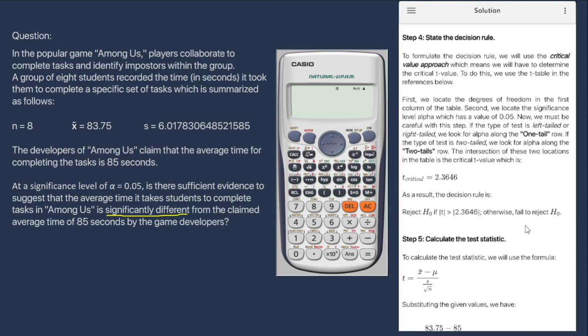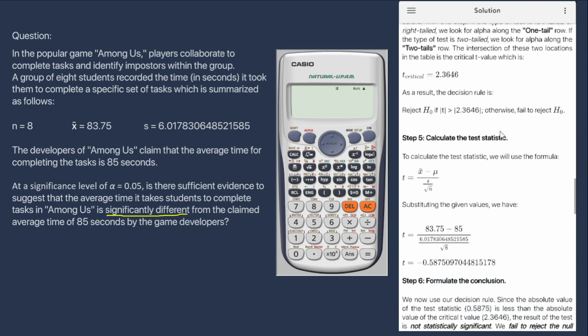Now you may ask, why did we use the absolute value in our decision rule? The reason is that we have two critical values, a negative value and a positive value, since we are conducting a two-tailed test. So any value lower than negative 2.3646 is considered significant, and any value of the test statistic greater than 2.3646 is considered significant. That is why, to make the decision rule brief and concise, we use the absolute value.